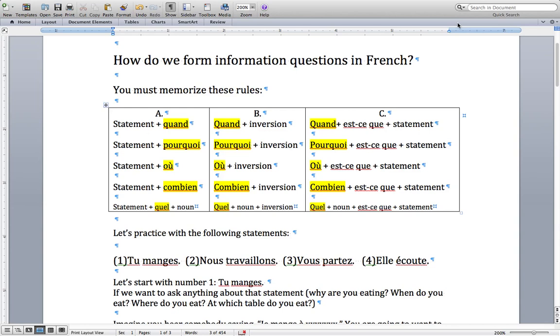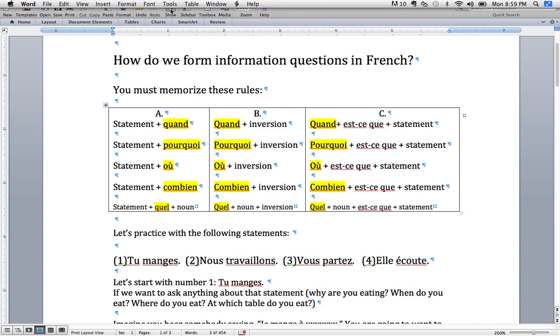There are three ways of doing it. First of all, a statement plus the question word. Secondly, the question word plus inversion. And thirdly, the question word plus est-ce que and the statement.